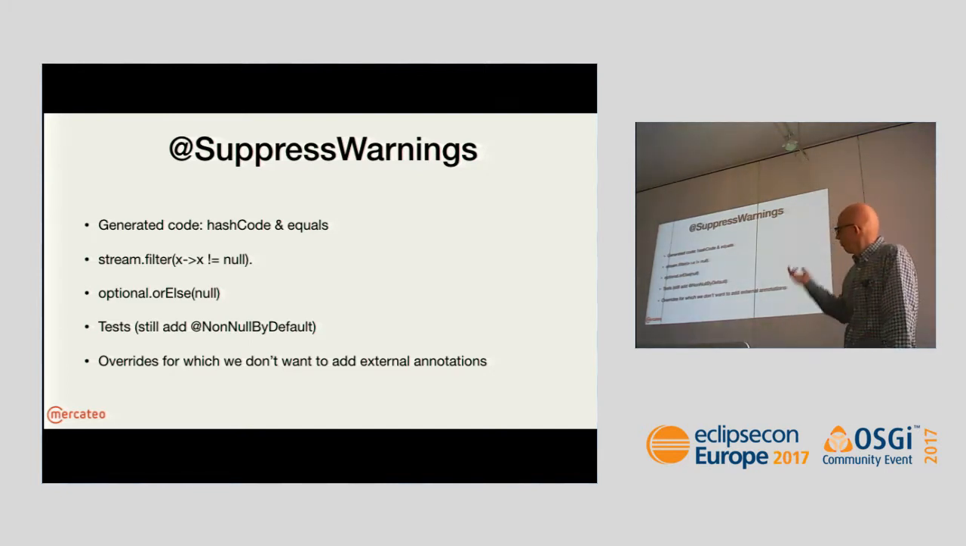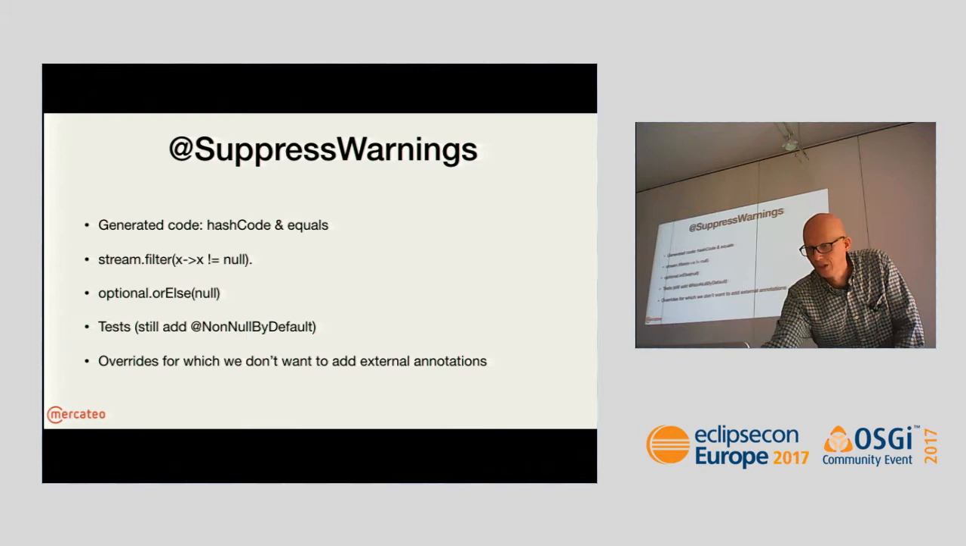Then, obviously, tests are a good place not to waste time. Just put suppress warnings on the whole class. But still add non-null by default. Sounds strange, but it makes sense because the new Eclipse Oxygen understands it and then doesn't generate non-nulls when you refactor the code or extract local variables or anything.